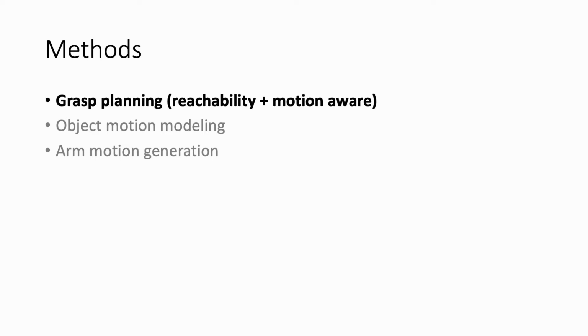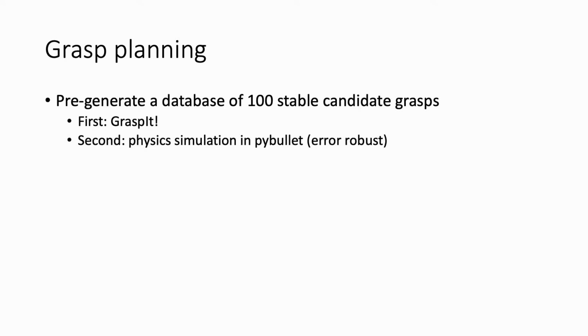We'll first discuss the grasp planning component. We use a grasp database approach. For each object, we pre-generate a grasp database containing 100 candidate grasps. This grasp generation is a two-step process. In the first step, we collect 1,000 grasps in GraspIt, and then we simulate each grasp in the physics simulator with the physics turned on. Each grasp is run for 50 trials, and we keep those grasps with a success rate over a particular threshold.